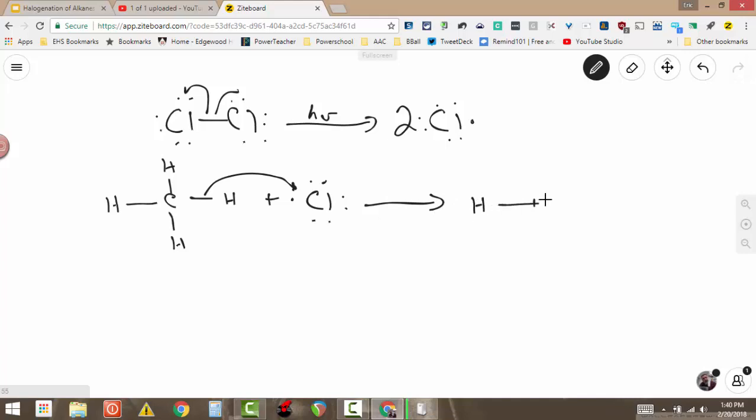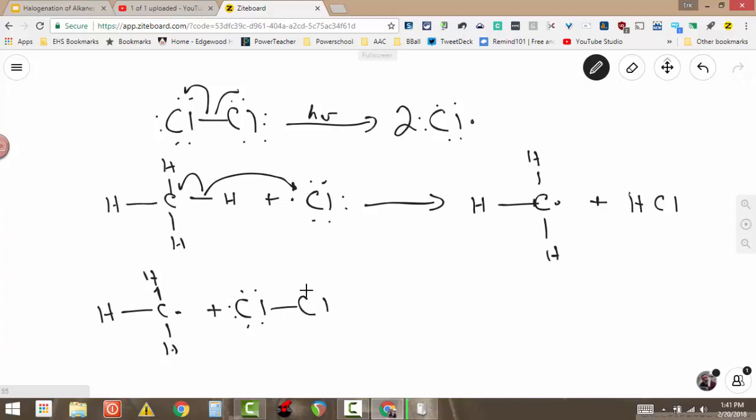So we end up with a methyl free radical. This methane, this bond between the hydrogen and the carbon was broken homolytically. One of the electrons stays, one goes with the hydrogen, and the hydrogen goes over here to give us HCl. This is now another free radical, which, if it encounters, for example, a Cl2 molecule like this, that unpaired electron on the methyl free radical is going to cause another split.